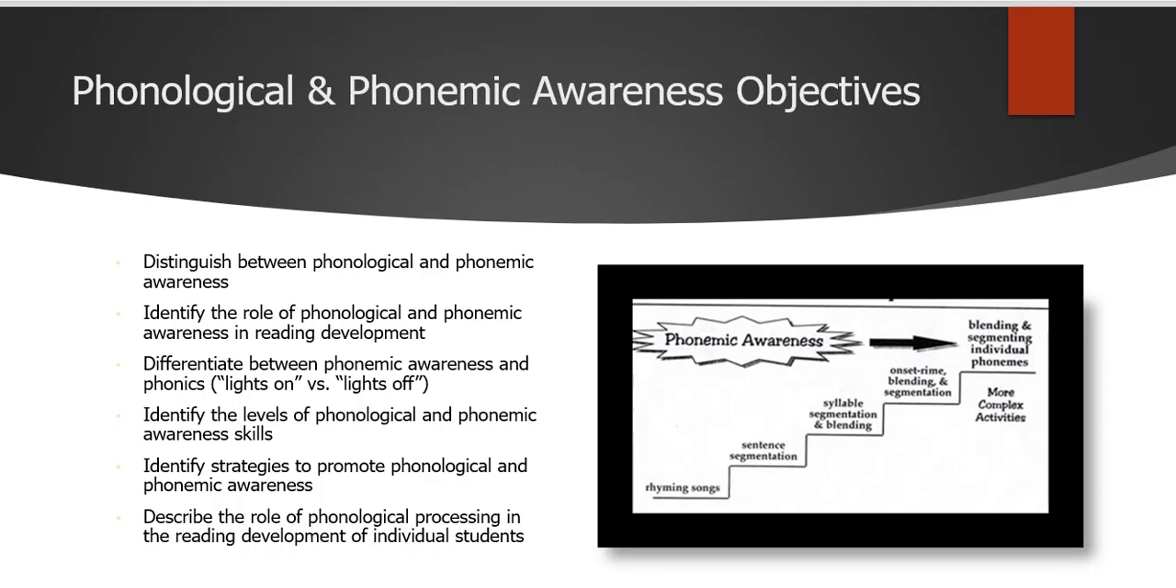Check your understanding. Can you distinguish between phonological and phonemic awareness, the two sides of the umbrella image? Identify the role of phonological and phonemic awareness in reading development. It builds a foundation for later literacy skills when sounds are encountered in their written form and printed language. Differentiate between phonemic awareness and phonics. Think of lights on versus lights off. Lights off, this can be done in the dark through speaking and listening modalities. Identify the levels of phonological and phonemic awareness. There's a staircase image on this slide that shows the levels and complexity. Identify strategies to promote phonological and phonemic awareness. Describe the role of phonological processing in the reading development of individual students.